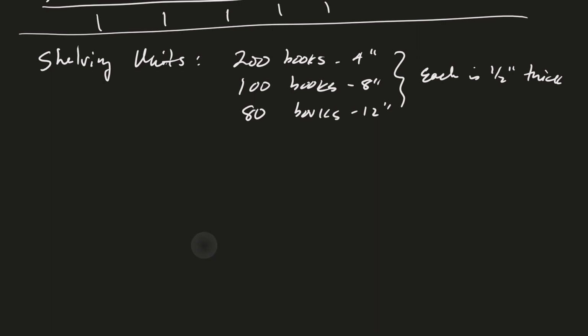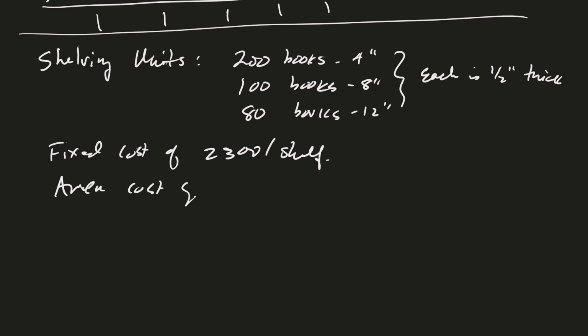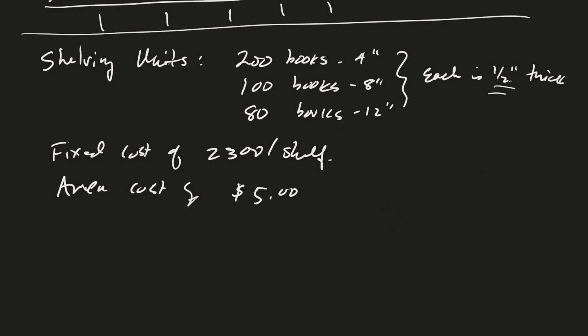Okay, so there's a fixed cost for each shelf, $2,300 per shelf. Okay, and there's an area cost of $5 per square inch. So that's $5, and then the square inches are, remember, our books are 1/2 inch thick, so that's going to be thickness, or sorry, the height, which would be 4, 8, or 12 times 1/2. Okay, and that's per book.